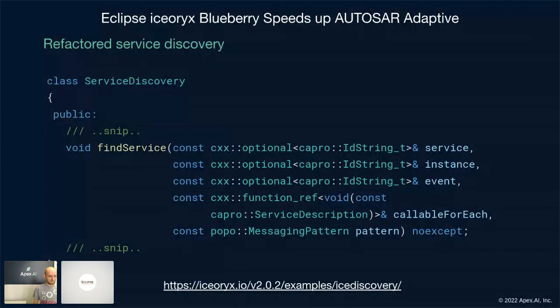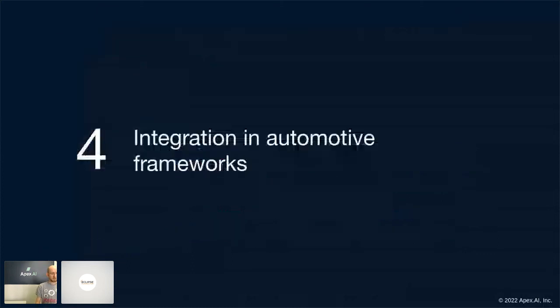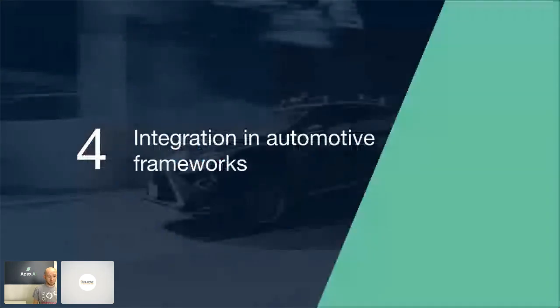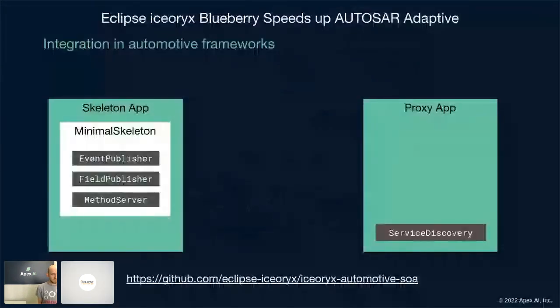Cool. Next up, I want to talk about an example that we created in the last few weeks, the integration into automotive frameworks, for example, like AUTOSAR Adaptive ARA::COM. How does this exactly look like? So AUTOSAR Adaptive or ARA::COM uses a terminology here from CORBA.